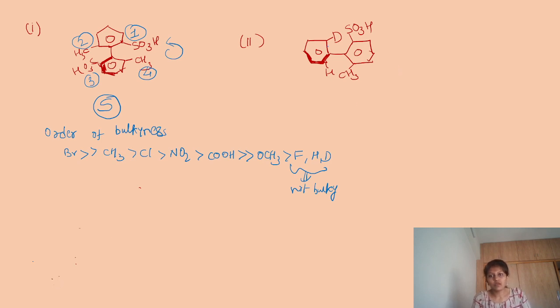First of all, a plane of symmetry is not present, right? Second, there must be at least 3 bulky groups. So SO3H and methyl groups are bulky, but deuterium and hydrogen are not bulky. So there are not 3 bulky groups present. So it is achiral. There is no necessity to find R or S, because we can't find R and S if the molecule is achiral, right? So this is about the biphenyl system.